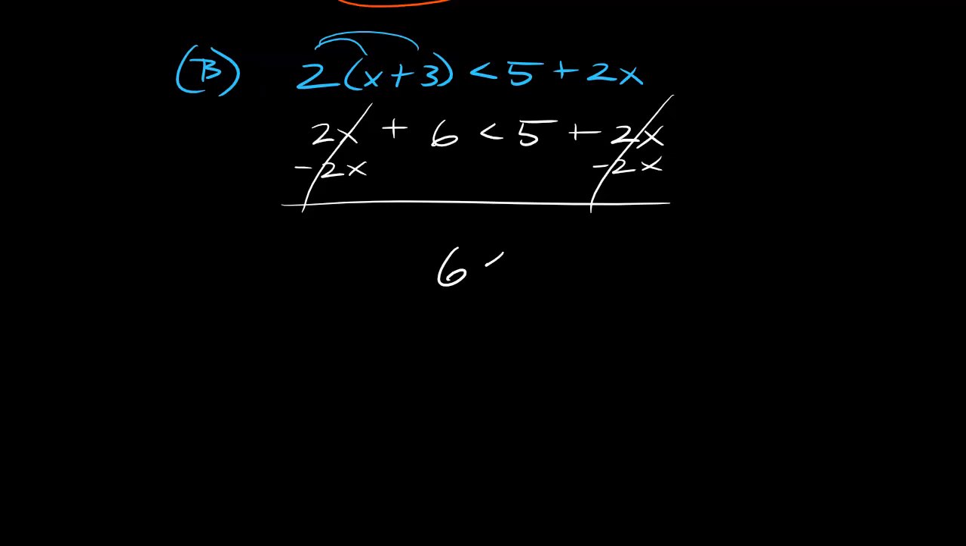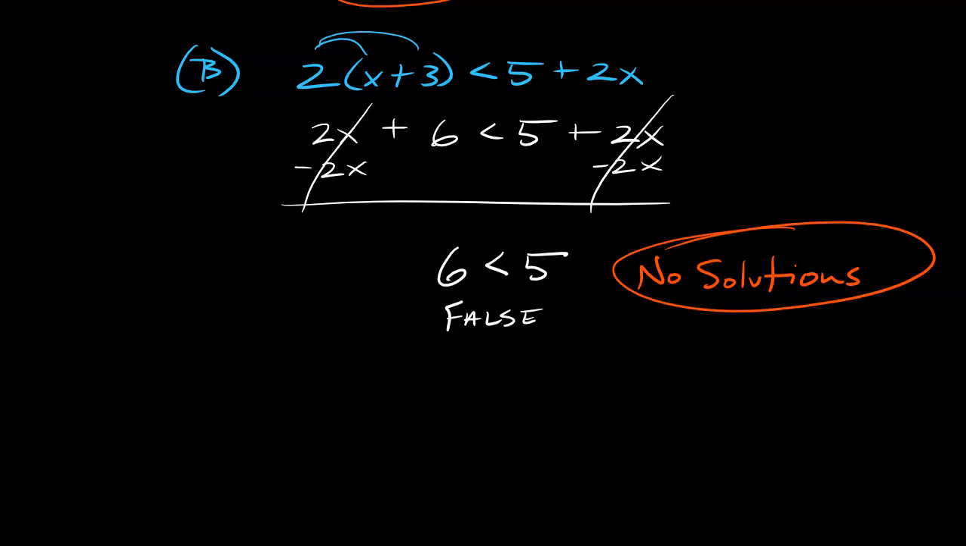So I'm left with 6 is less than 5. And so then you look at this and basically ask yourself, is this true? Is 6 less than 5? No. So this is false. So because of that, no matter what number I put in place of x, this will never work. So there's no solutions. Because no matter what number I put in place of x, this will never actually work out.